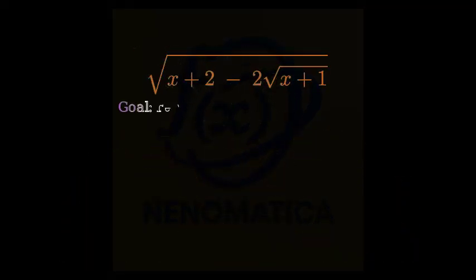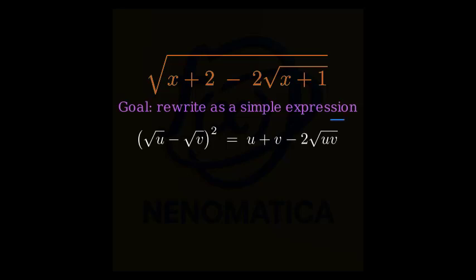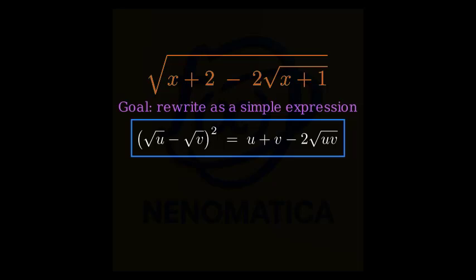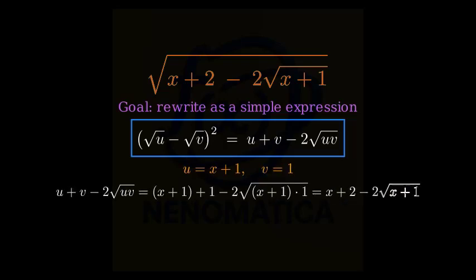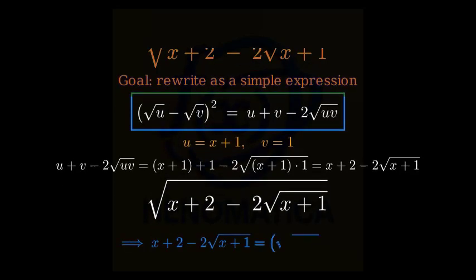We want to simplify the square root of x plus 2 minus 2 times the square root of x plus 1. A great pattern to recognize is the square of a difference of square roots. The quantity square root of u minus square root of v, all squared, equals u plus v minus 2 times the square root of uv. Now match our radicand to this structure. Choose u equal to x plus 1 and v equal to 1. Then u plus v minus 2 square root of uv becomes x plus 1 minus 2 square root of x plus 1, which is exactly our radicand.